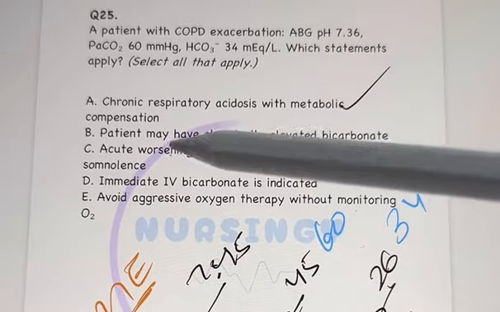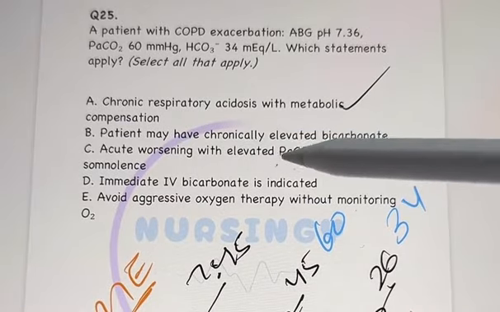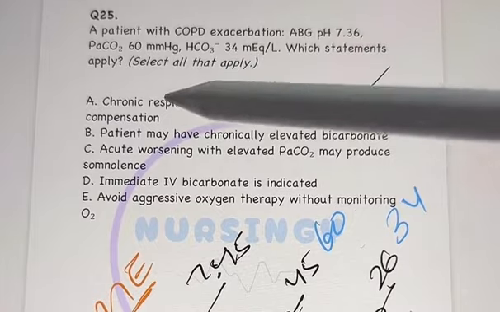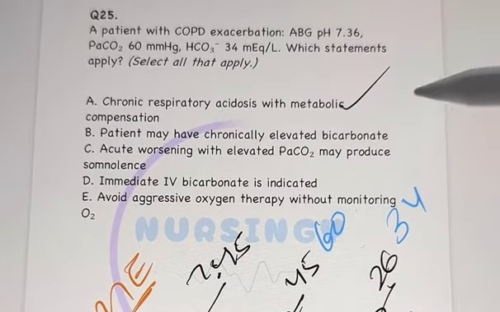B: acute worsening with elevated PaCO2, patient may have chronically elevated bicarbonate. Is it correct? Make sure you remember B. Yes, B is correct, because the kidneys are compensating for chronic CO2. That's why they can be retaining bicarbonate. So definitely B is correct.